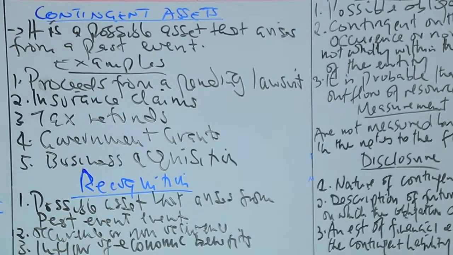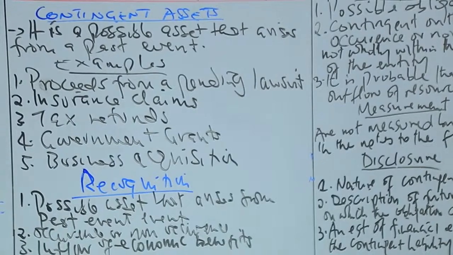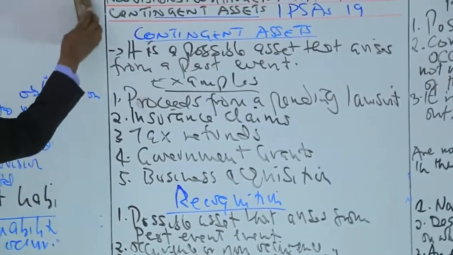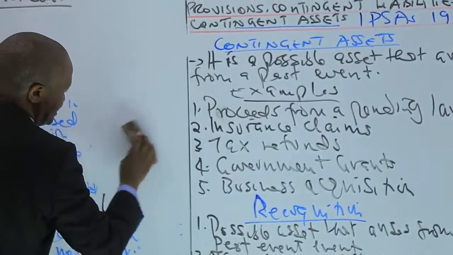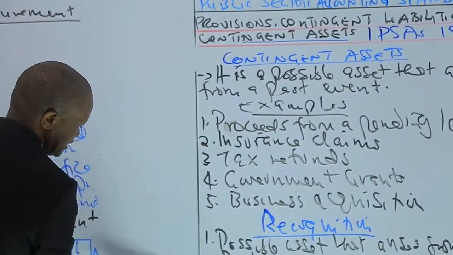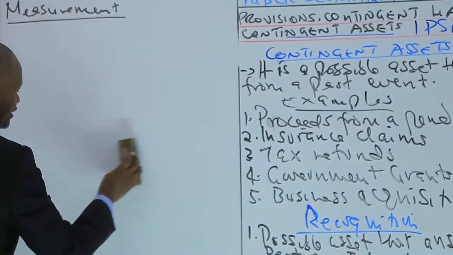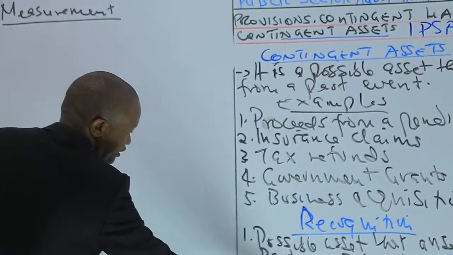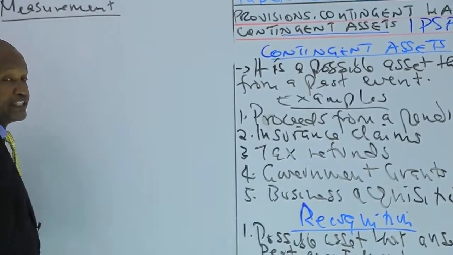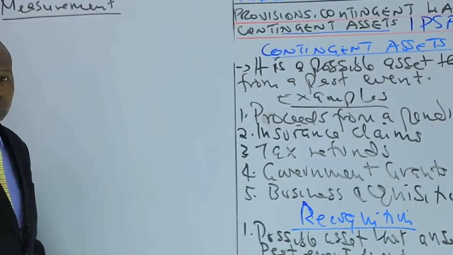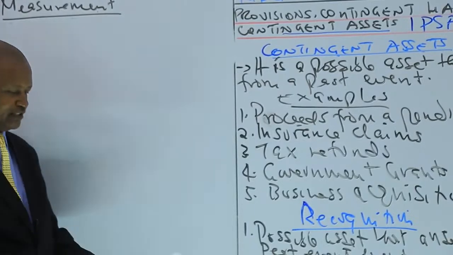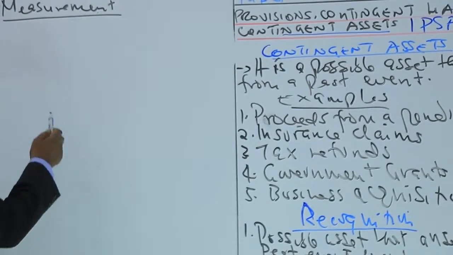We are now going to study measurement. How are contingent assets measured? As we have already mentioned, contingent assets, just like contingent liabilities, are not measured, but they are only disclosed in the notes to the financial statements of public sector entities. So I've already answered that question. Contingent assets are not measured.